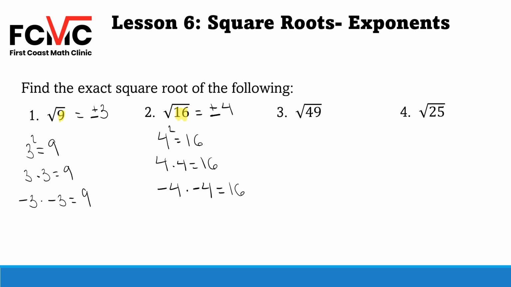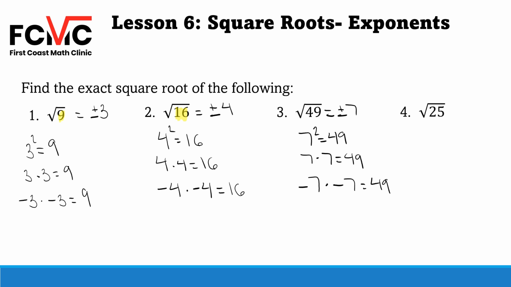Number 3, our radicand is 49. From the previous slide, we looked at our table of perfect squares. We know that 7 squared is 49, so 7 times 7 is 49. So our answer here is positive 7. But again, let's go another step. Negative 7 times negative 7 is also 49. So let's add in our negative answer.